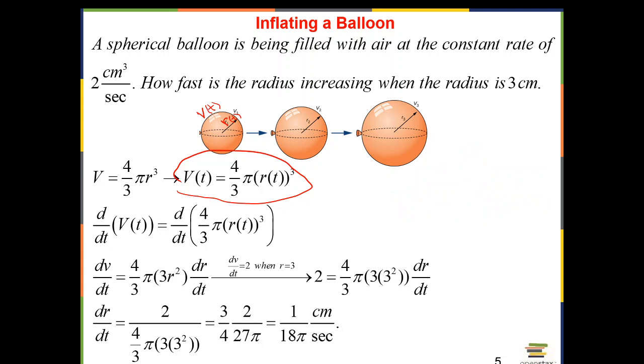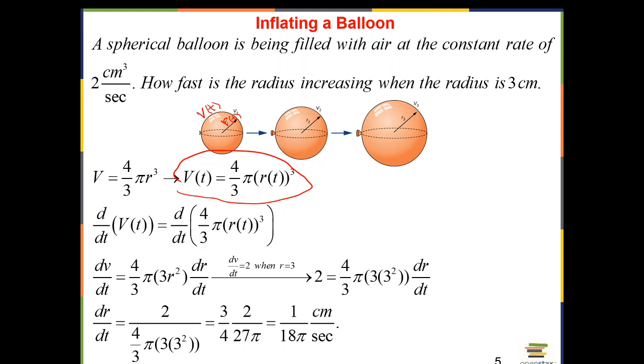Okay, so what do we get? We get dV/dt equals that. And so we've got three unknowns, right? How many of them are we given? Well, we're given that the radius is 3, and the rate of volume changing is 2 cubic centimeters per second.